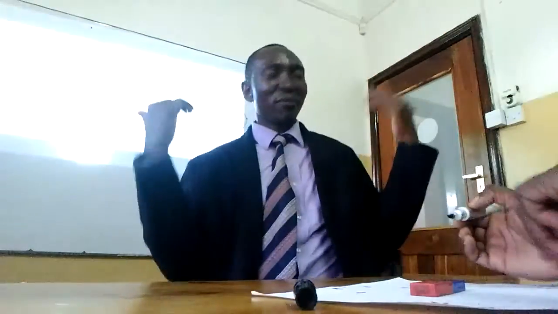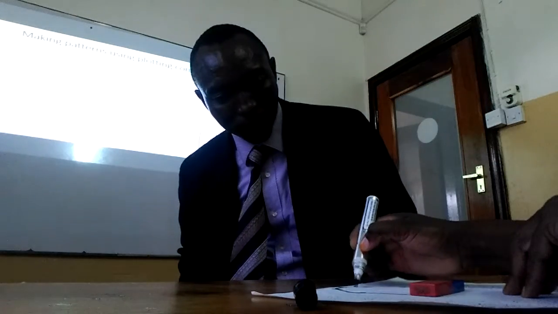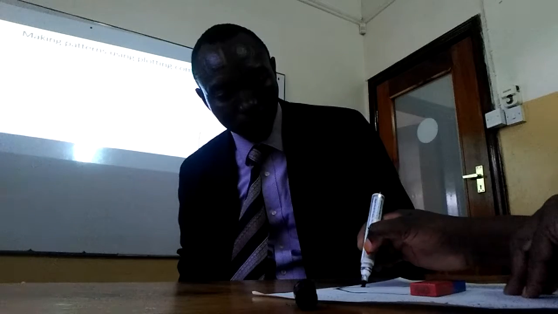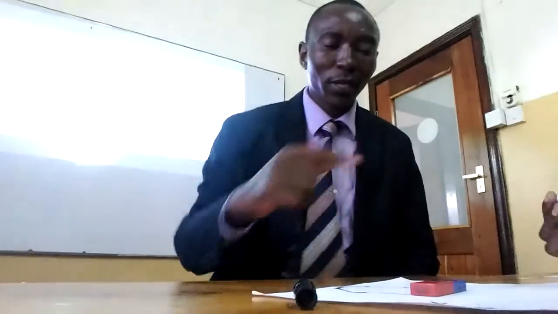Now from this pole to this pole. Join them. And that is how we find the magnetic field. Excellent. Would you want to join this also?